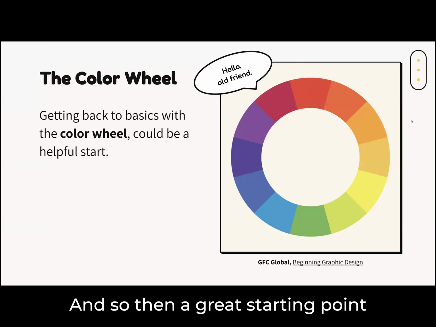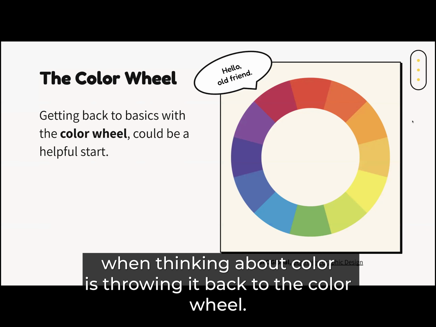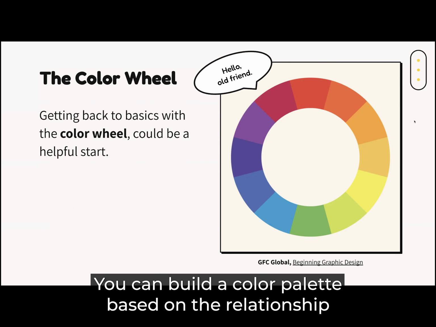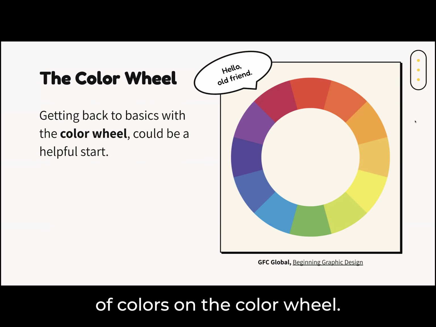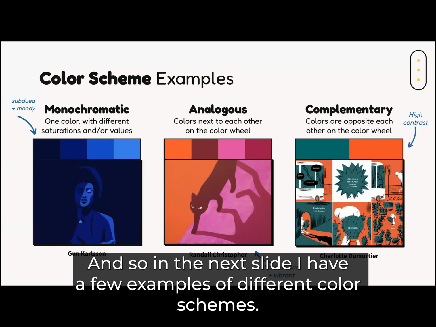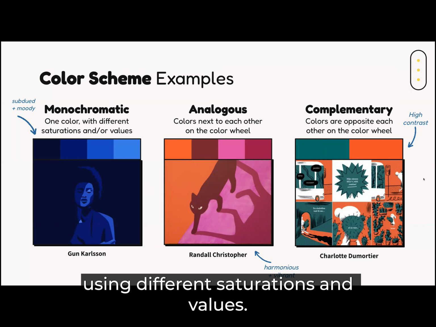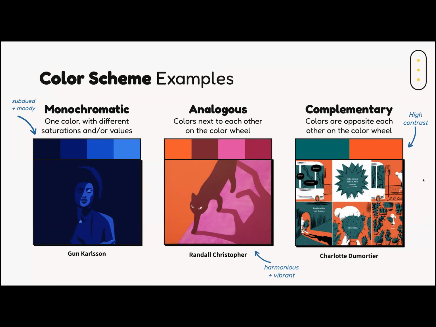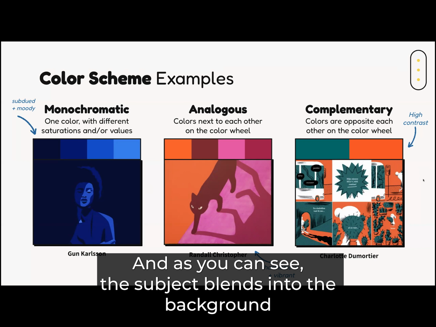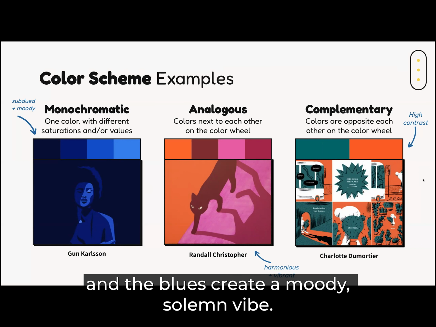And so then a great starting point when thinking about color is throwing it back to the color wheel. You can build a color palette based on the relationship of colors on the color wheel. And so on the next slide, I have a few examples of different color schemes. The first, we have monochromatic, which is a color scheme with one color using different saturations and values. And as you can see, the subject blends into the background and the blues create a moody, solemn vibe.